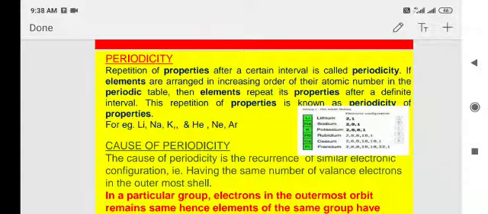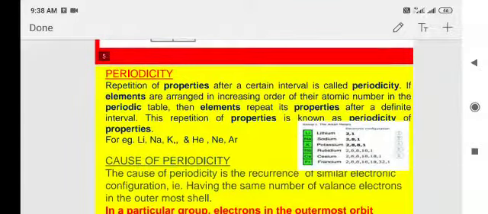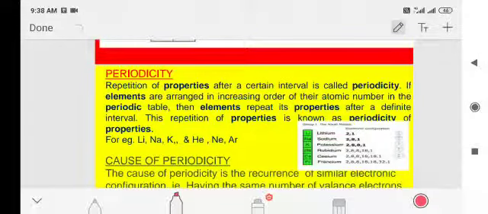Today, I would like to explain a point called periodicity. We call this table the periodic table because the word period has some meaning. Just see here. A repetition of properties after a certain interval is called periodicity. You need to learn this definition by heart, which I have already underlined. The repetition of properties after a certain interval is called periodicity. After a fixed interval, the property will be repeating.